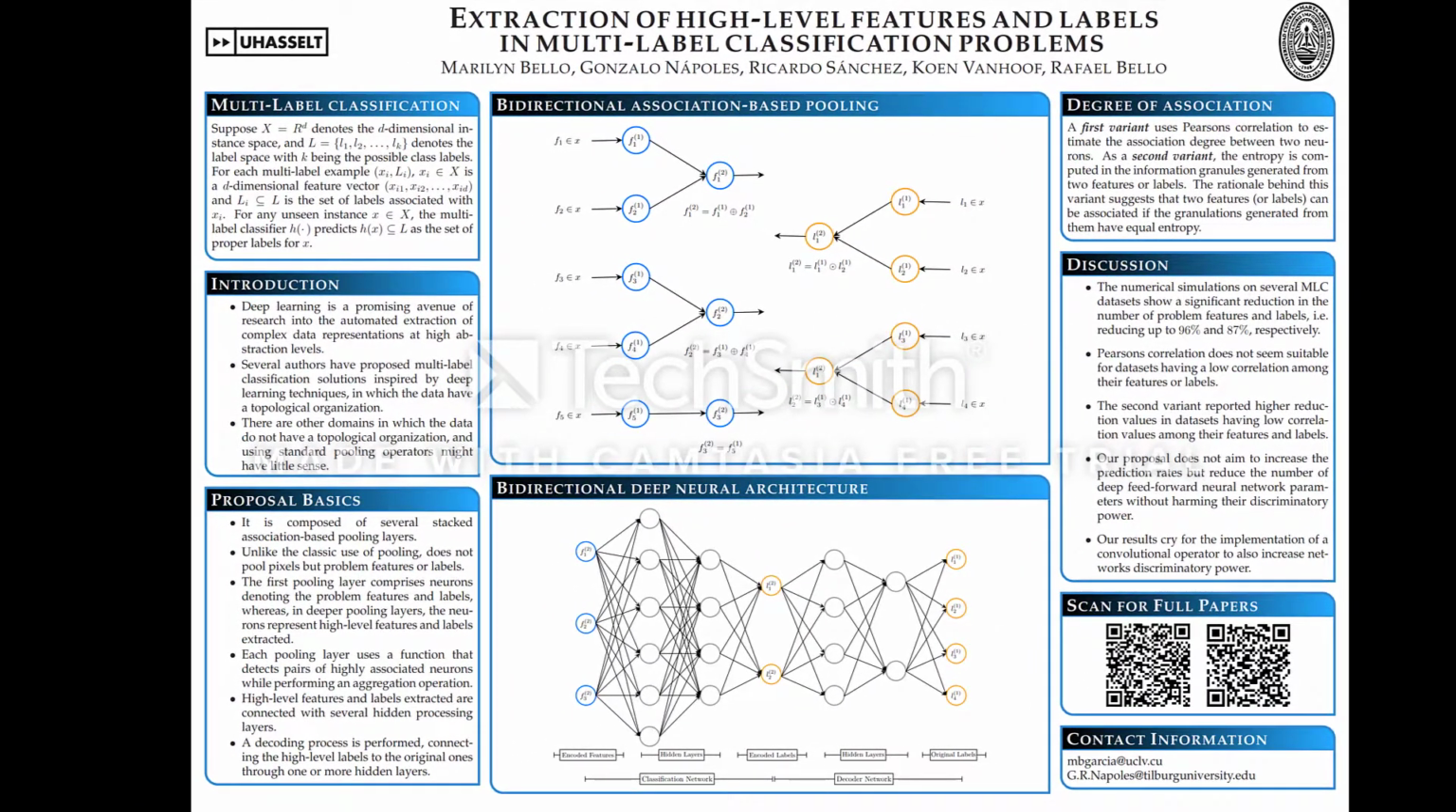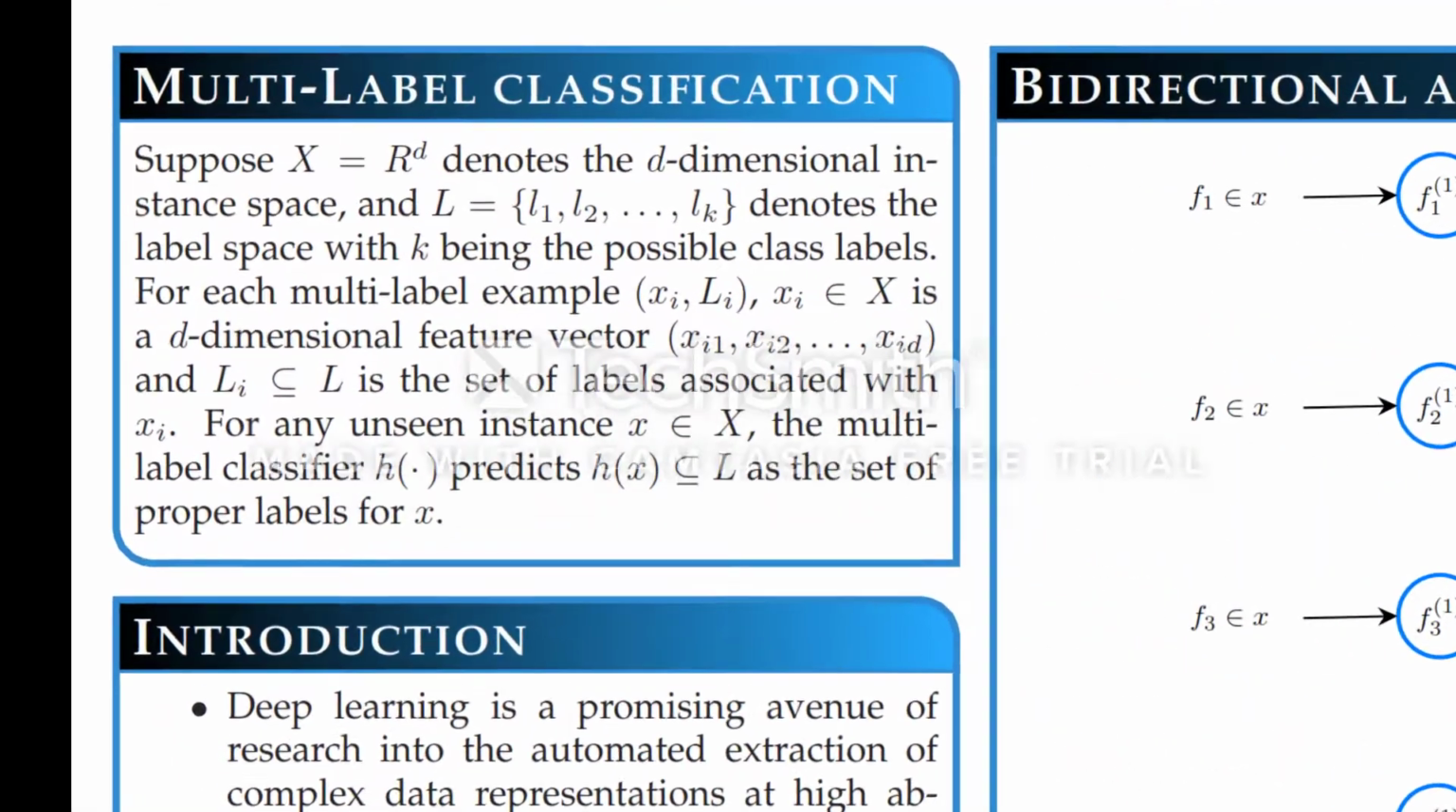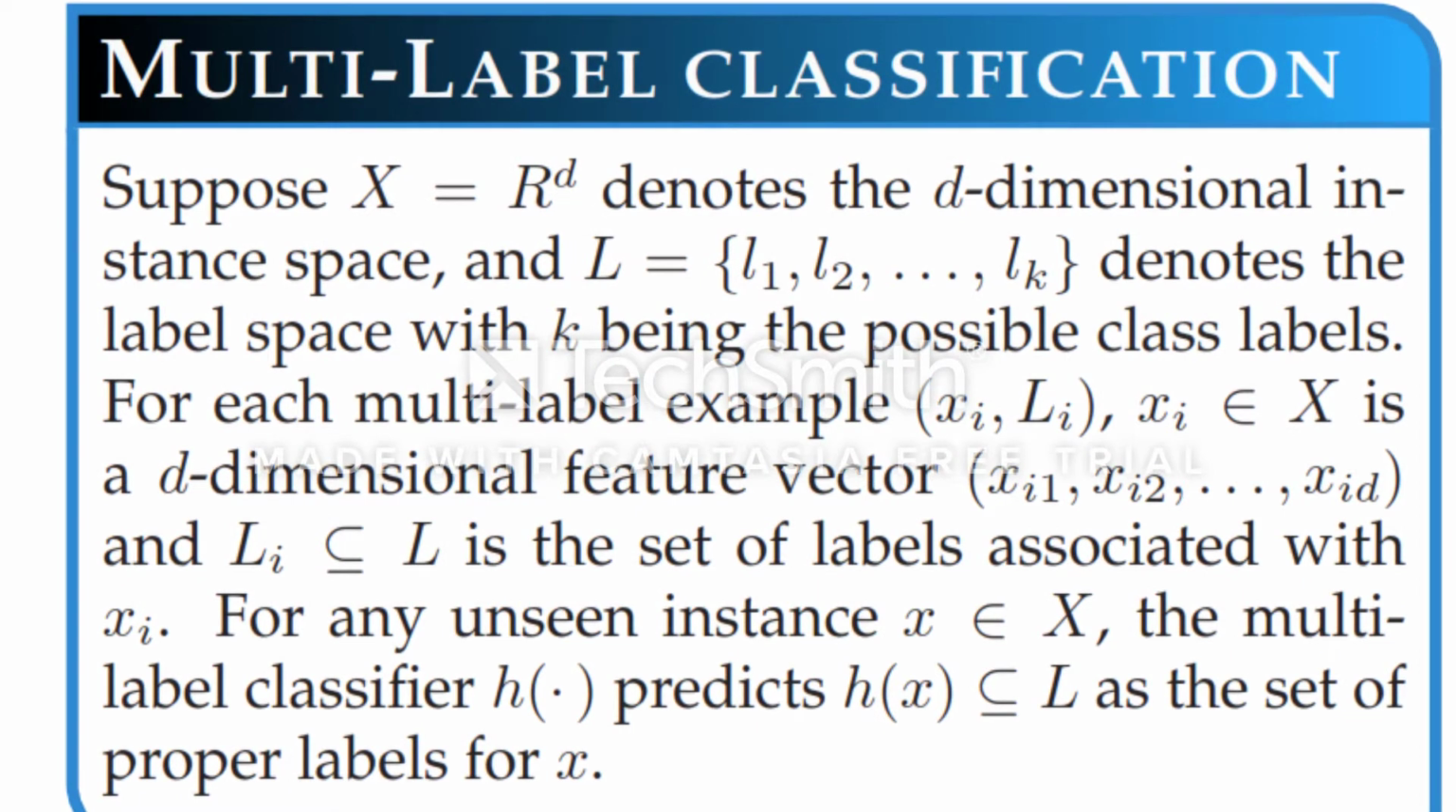Hello to everyone. The title of this contribution is Extraction of High-Level Features and Labels in Multi-Label Classification Problems. Multi-label classification is a type of classification where each of the data's objects has associated a vector of outputs instead of being associated with a single value. This particular classification case requires additional efforts to extract relevant features describing both inputs and decision domains, since the boundaries of regions of decisions usually overlap.